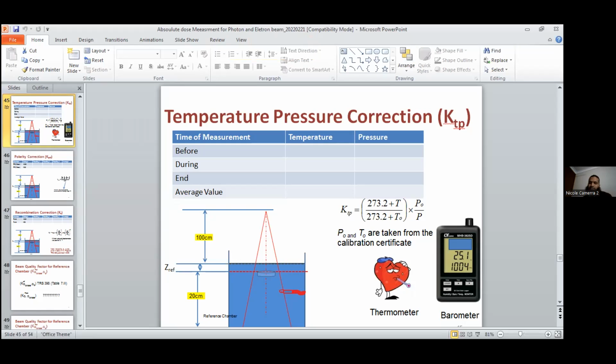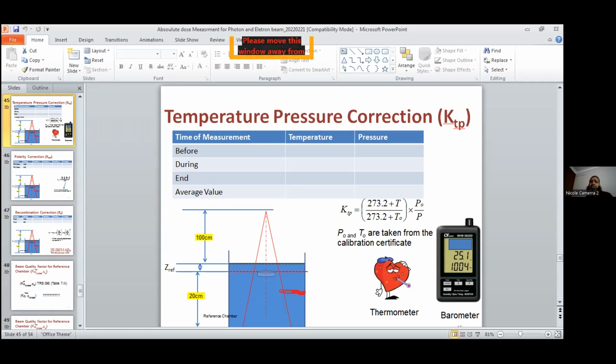In Australia they use 20, and the pressure is 101.3, something like that. I don't remember exactly. So P naught and T naught are the temperature and pressure which they actually use in the standard laboratories.